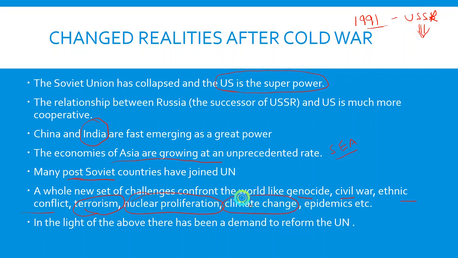Climate change. This is the biggest environmental threat at present, and because of this, many new problems are arising. Epidemics, many diseases, and you have the present pandemic in front of you, COVID-19. So these are all special, unique problems, a new set of problems that the world is facing now. That is why the United Nations also has to change its processes and its structure in order to make itself more efficient to deal with these problems.